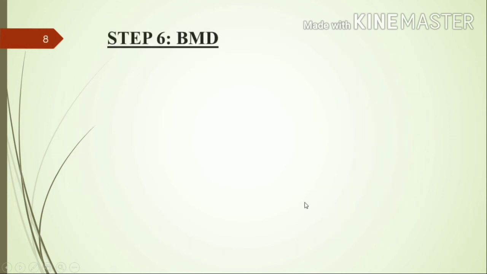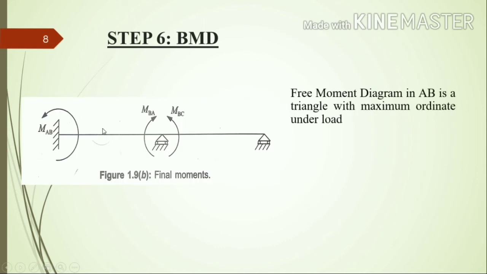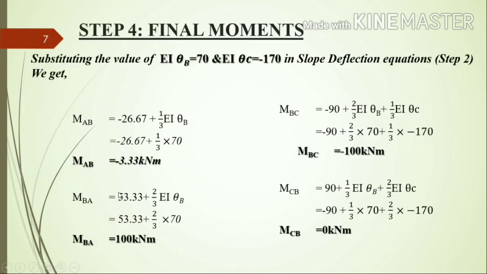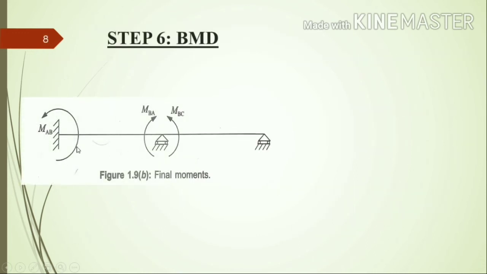Then the next step is the bending moment diagram. So first draw the final moment diagram. Here we get the value of MAB as minus 3.33, therefore MAB is in the anti-clockwise direction. MBA is 100 kilonewton meter, it is in the clockwise direction. MBC is minus 100, hence anti-clockwise direction. And the value of moment at the joint C is 0, MCB is equal to 0. Hence, there is no moment at the joint C.